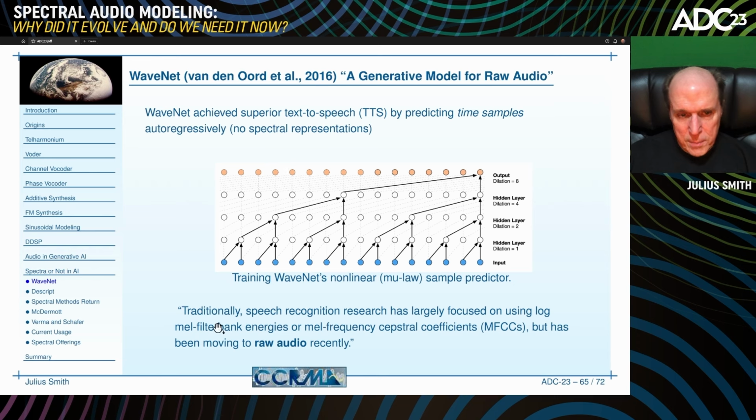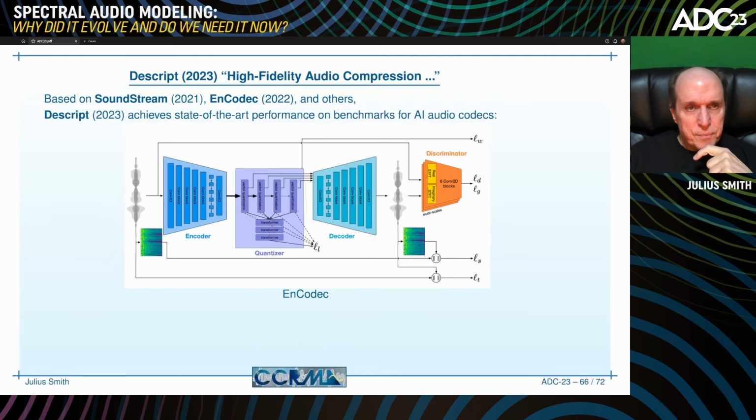And here's something that really caught my attention. In the WaveNet paper, it said, traditionally, speech recognition research has largely focused on using log mel filter bank energies or mel frequency cepstral coefficients, MFCCs, but has been moving to raw audio recently. When that came out, people were saying, well, we're done with features. The whole field of music information retrieval is obsolete. If the neural net wants a feature, it will learn it. It will evolve it. Let the weights decide. So it looked like signal processing was just being optimized away in favor of a black box neural net. And it was, but it's also very expensive. And so I want to show you some successes of signal processing coming back into the picture.